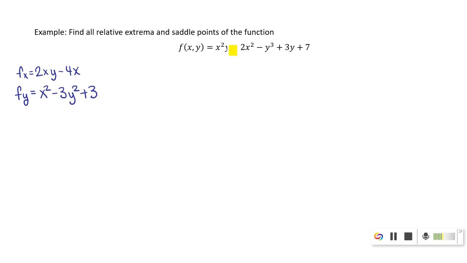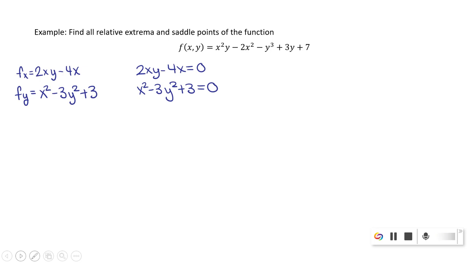And then the partial with respect to y: the first term, the derivative of x²y, is just x². The next term with a y in it is the minus y cubed, which gives minus 3y². The derivative of plus 3y is 3, and 7 is a constant. Then to find my critical points, I have to set both of those partials equal to 0.